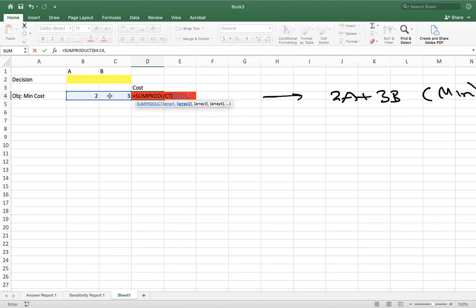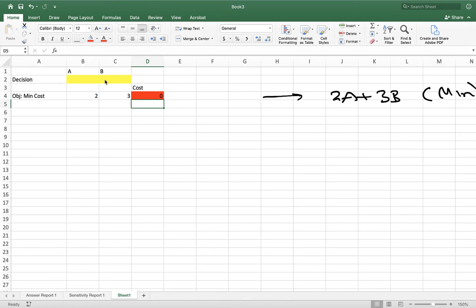And I'm going to put a comma. And on these ones up here, I'm going to put dollar signs because I'm going to copy the formula down. And whatever the decision is going to actually be true for not only my objective function, but also the constraints that I'm going to write in further down here. Okay, and so they're my costs, and now I'm going to put in my constraints.